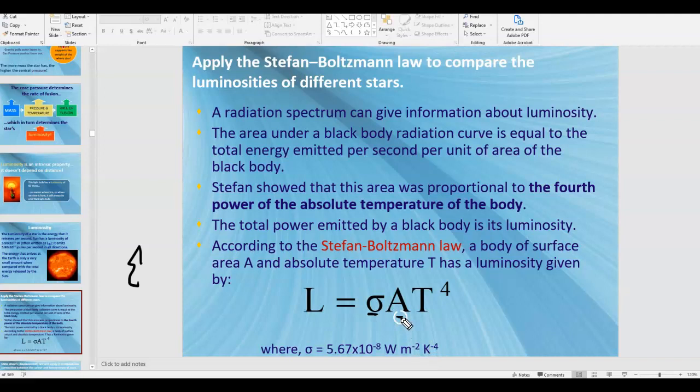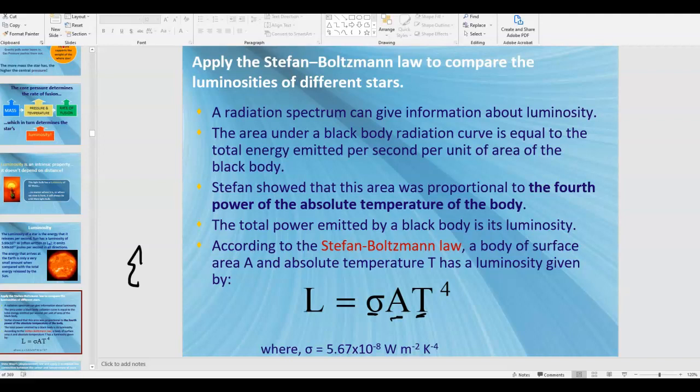A is the surface area of the object. Okay, so if you're talking about a star, and a star is like a sphere, then that would be like 4 pi r squared. And then T is the temperature of the object measured in Kelvin.